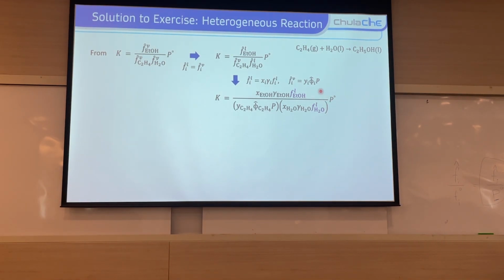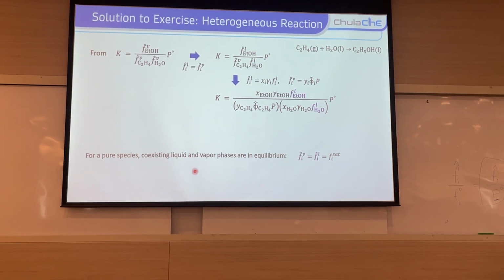As you can see, the numerator here is in the liquid phase. So the form here is the mole fraction of ethanol in the liquid phase times the activity coefficient again, and the viscosity of the pure ethanol in the liquid phase. Same as the numerator here, this is for the gas phase of ethylene, and this is for the liquid phase for the water.